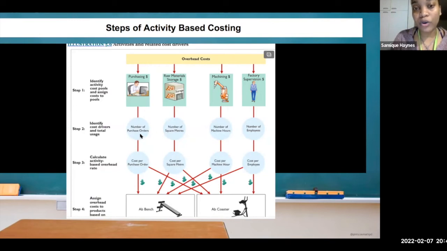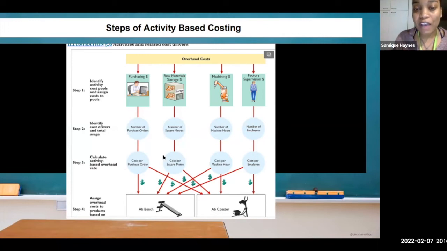Number of purchasing orders. Number of square meters will drive the storage of raw material costs. Number of machine hours will drive machining costs. And the number of employees will drive the factory supervision cost. Okay, so these are our cost drivers. Okay, and then we can calculate our overhead rates, which will be cost per purchase order, cost per square meter, cost per machine hour, cost per employee.